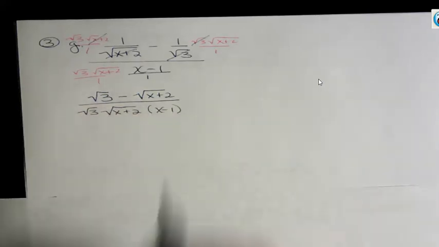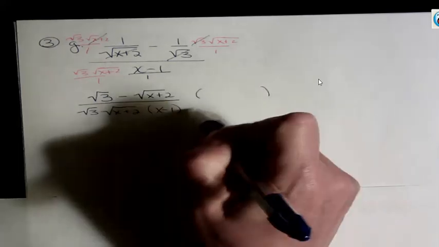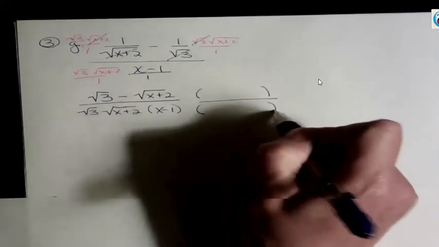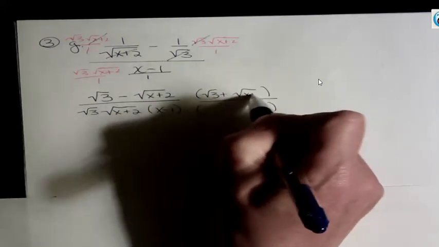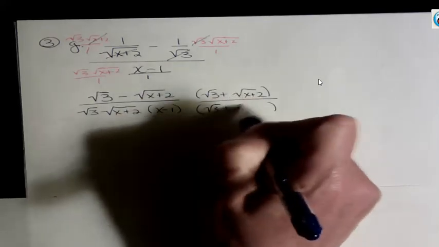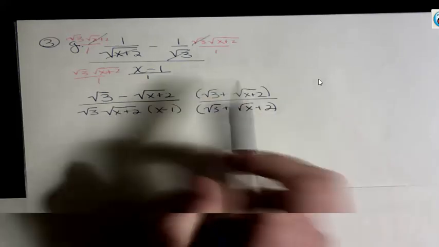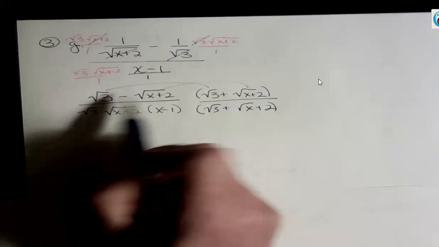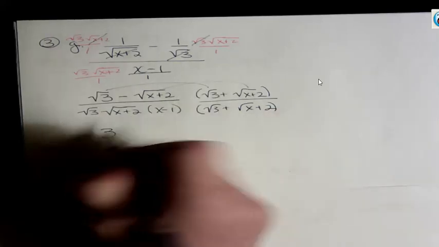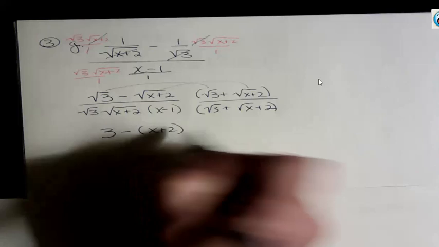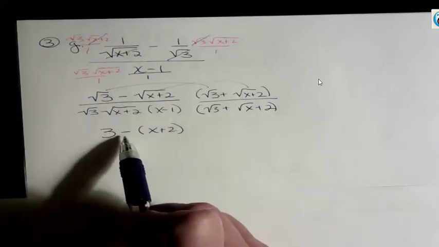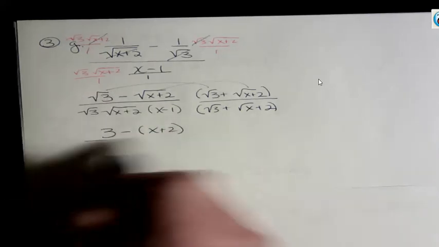Now, same thing I did before, I want to multiply by the conjugate, and I have to do the top and the bottom. This is going to be the square root of 3 plus the square root of x plus 2. And then when I multiply conjugates, I only have to worry about the first and the last. Square root times itself is going to be 3. Square root times itself is going to be the radicand, which is x plus 2. Remember, it's a minus, so I have to distribute that through there.